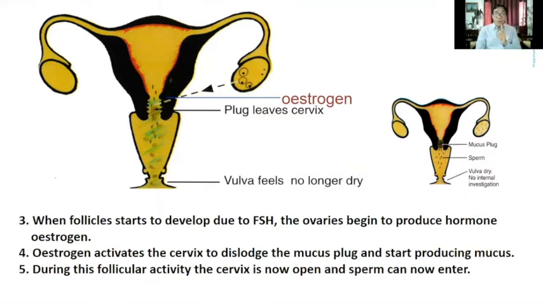Estrogen activates the cervix to dislodge the mucus plug. Please refer to the diagram at the right in order to have a good view of the image of the mucus plug, the one that closes the cervix during the BIP. Now, let's go back to number 4. Estrogen activates the cervix to dislodge the mucus plug and start producing mucus. During this follicular activity, the cervix is now open. The sperm can now enter. The woman now is considered to be fertile.